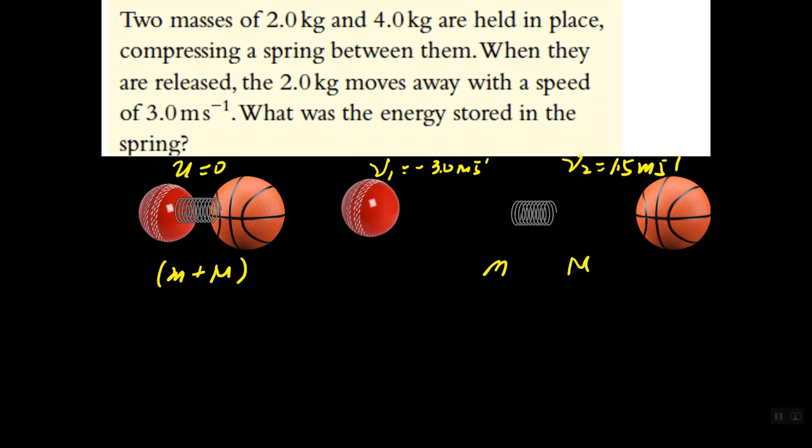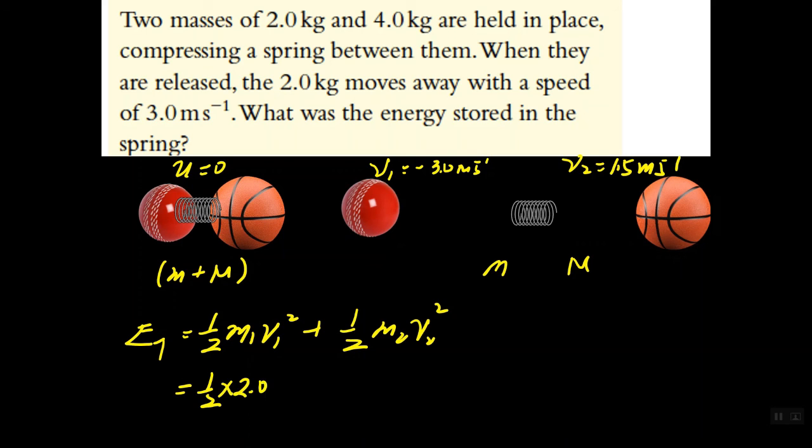So now the total kinetic energy of the two bodies equals 1/2 m1v1 squared plus 1/2 m2v2 squared. So that's the total kinetic energy. 1/2 times 2 times 3 squared plus 1/2 times 4 times 1.5 squared. Energy is a scalar quantity. So that's 13.5 joule.